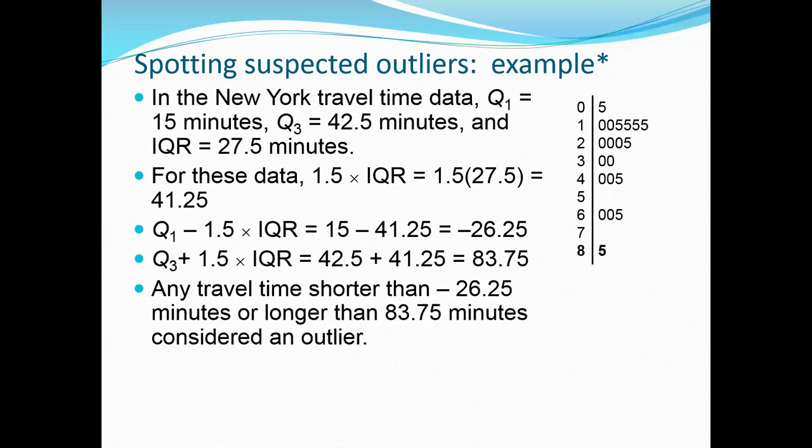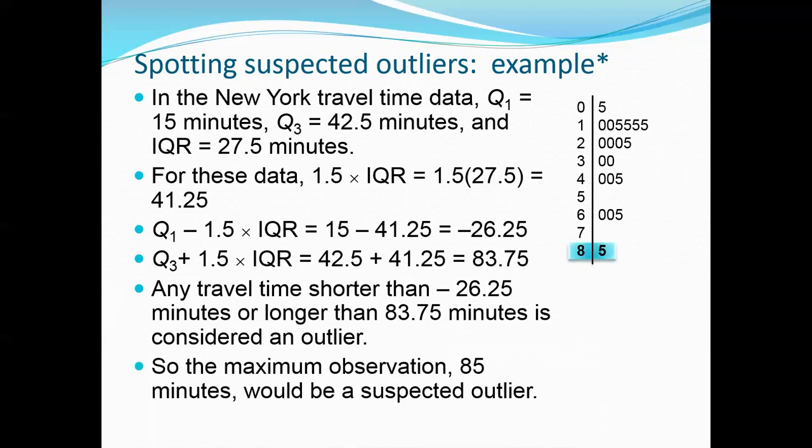83.75. Any travel time shorter than negative 26.25 minutes or longer than 83.75 minutes is considered an outlier. So the maximum observation, 85 minutes, would be a suspected outlier.